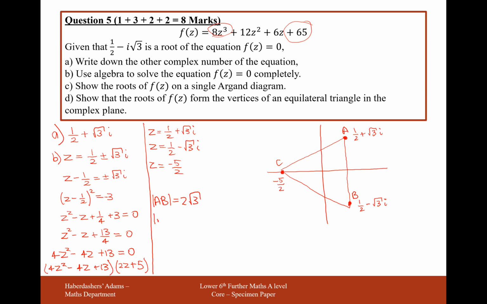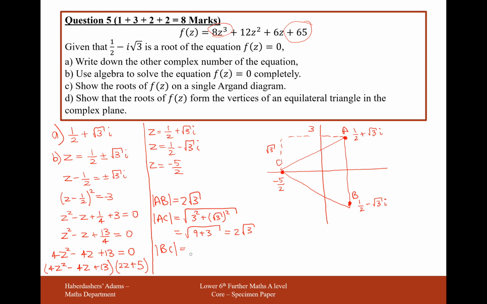Okay, from A to C, I'll probably need to bring in here a little right angled triangle. So I'm going up to root 3, and I'm going from minus 5 over 2 to positive a half. So that's going to be a distance of 3 here. So it's going to be the square root of 3 squared add root 3 squared, which is going to give me 9 plus 3, which would be the square root of 12, which is 2 root 3. Perfect. And I can assume that B to C is going to be exactly the same thing.